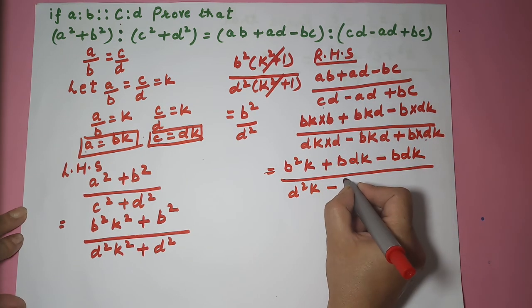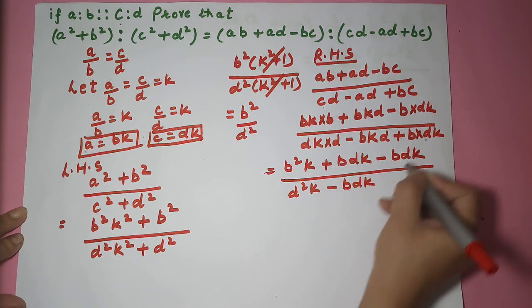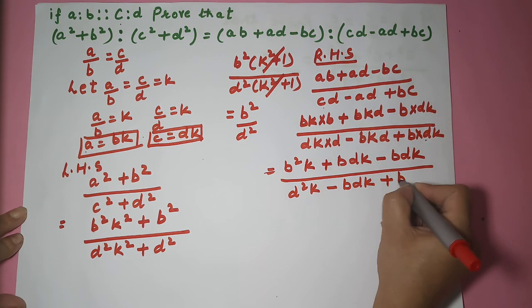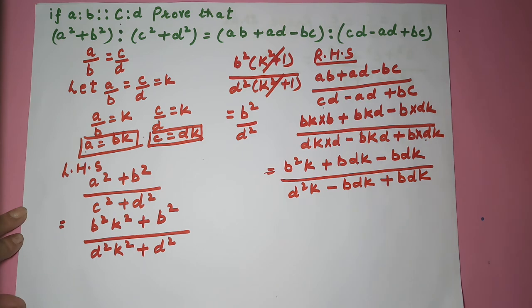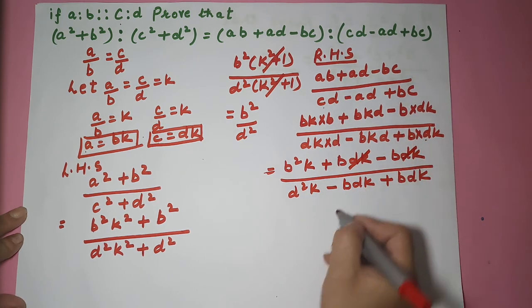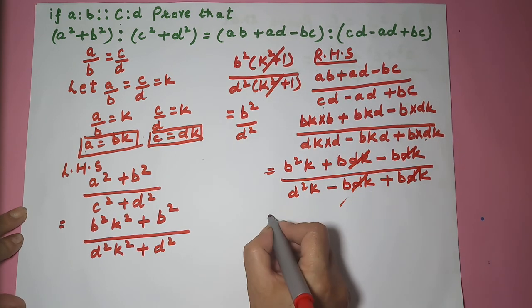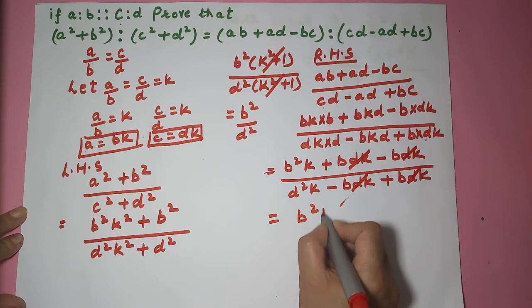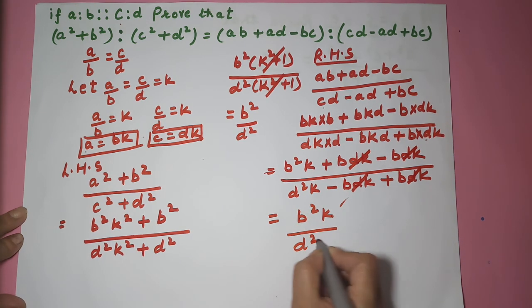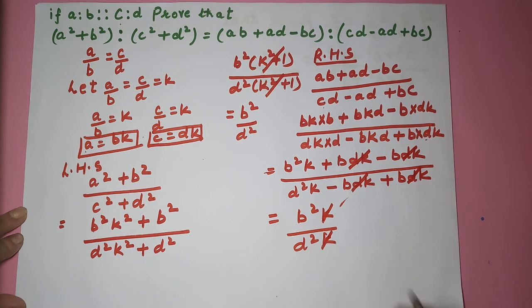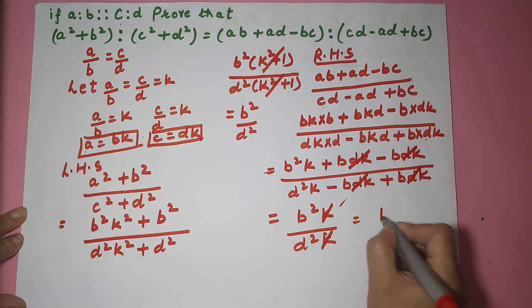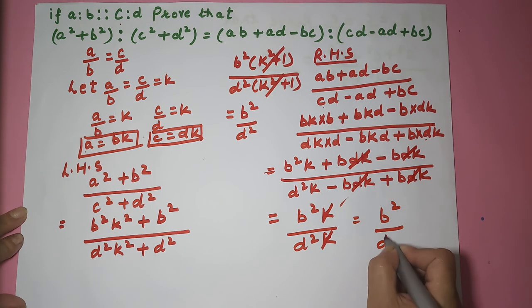Here I have minus BDK. Here also I have plus BDK. Now this and this will go. This and this will also go. So what am I left with? B square K upon D square K. I can eliminate this K also. So finally I am left with B square upon D square.